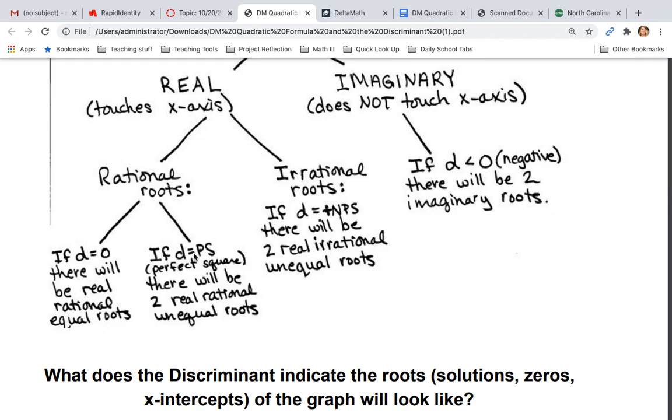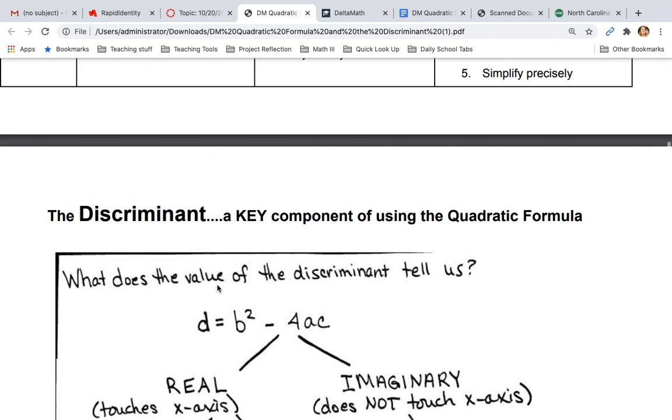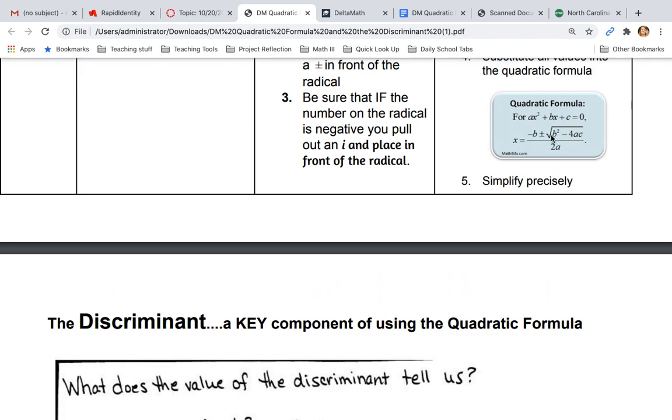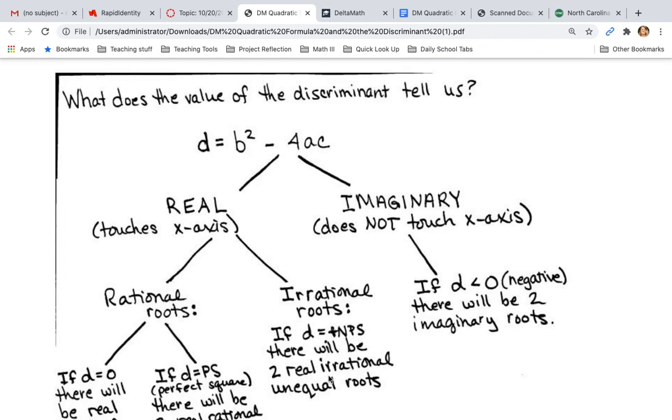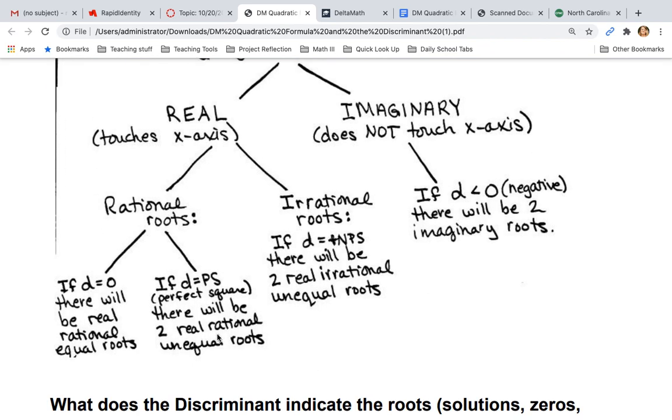If our discriminant is a positive number that happens to be a perfect square, then we will be able to simplify that square root in our formula. We're going to end up tomorrow simplifying these square roots. So if it's a perfect square, then there will be no radical, and we will have 2 real, rational, unequal roots.